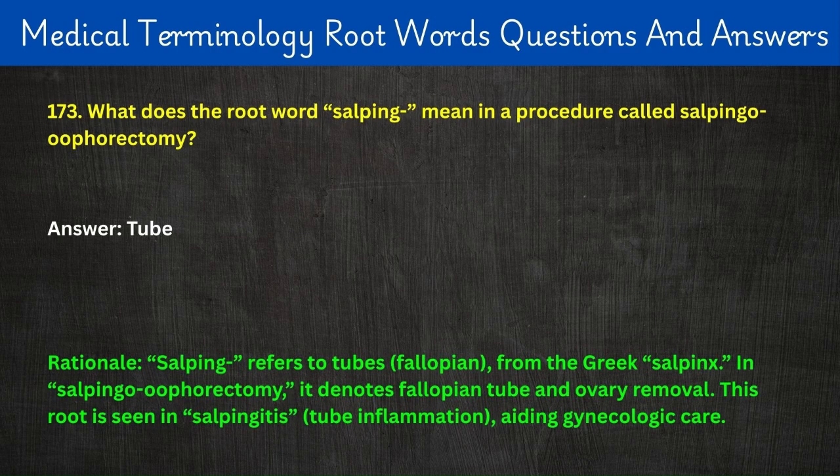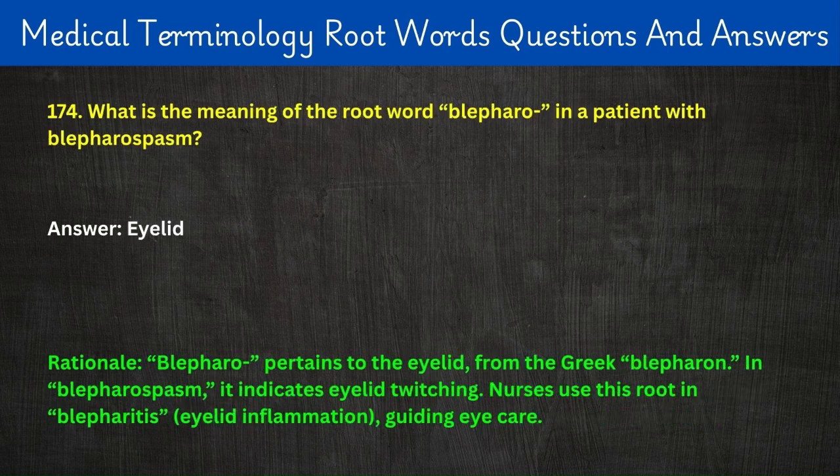173. What does the root word salping- mean in a procedure called salpingo-oophorectomy? Answer: tube. Rationale: Salping- refers to fallopian tubes, from the Greek salpinx. In salpingo-oophorectomy, it denotes fallopian tube and ovary removal. This root is seen in salpingitis, tube inflammation, aiding gynecologic care.